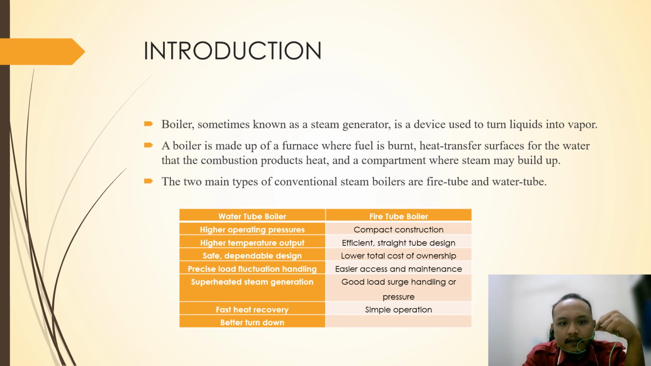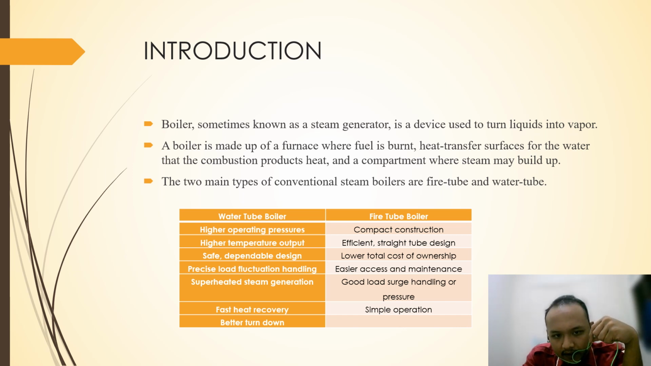Boiler, sometimes known as steam generator, is a device used to turn liquid into vapor. Boiler is made of a furnace where fuel is burned and heat transfer surface for the water that the combustion product heats, and a compartment where steam may build up. There are two main types of conventional steam boilers, which are fire tube and water tube.